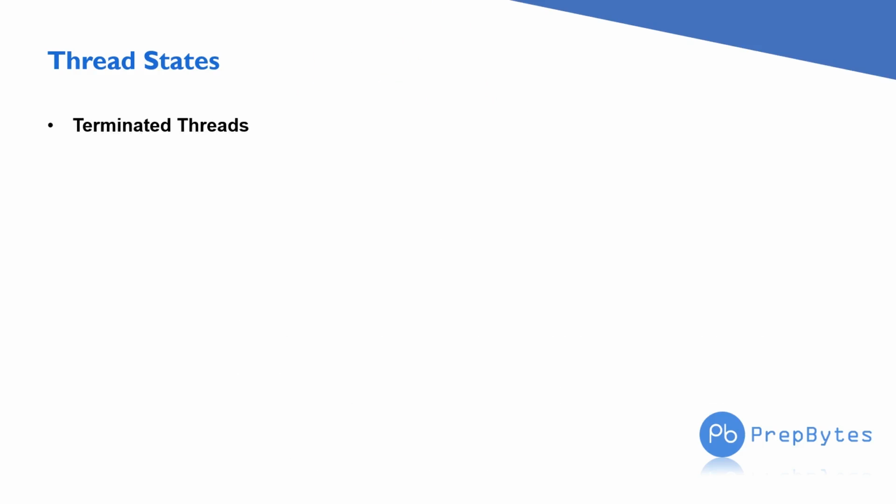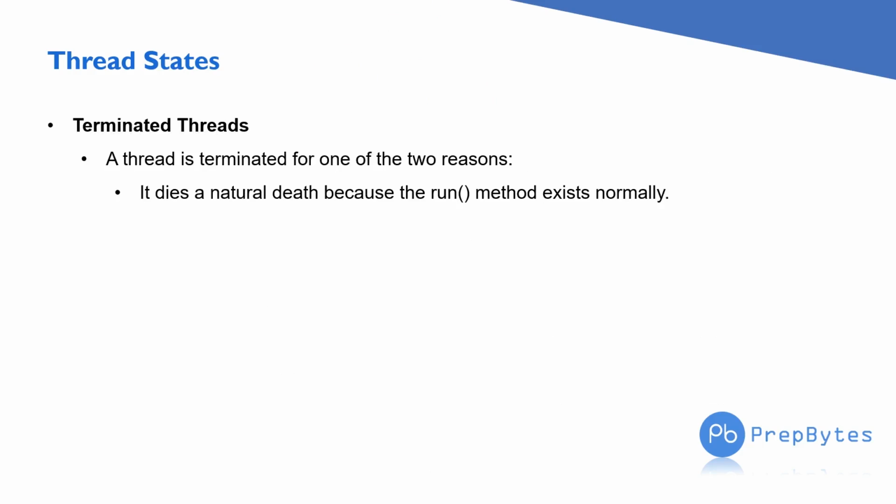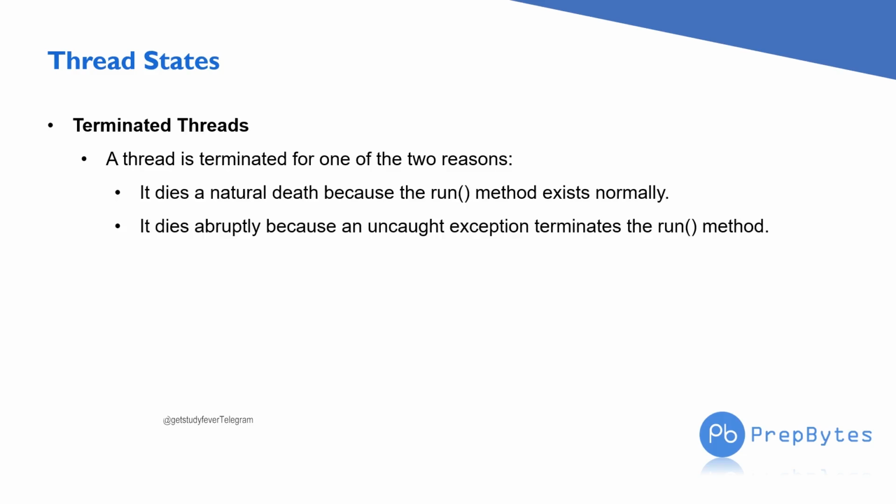Next is terminated threads. A thread is terminated for one of two reasons. What are the two reasons? First, it dies a natural death, meaning its job is completed. Second, it dies abruptly because of an uncaught exception, an error, a runtime error, or a type of exception. We will see how many different types of exceptions there are, don't worry. It dies abruptly because an uncaught exception terminates the run method.